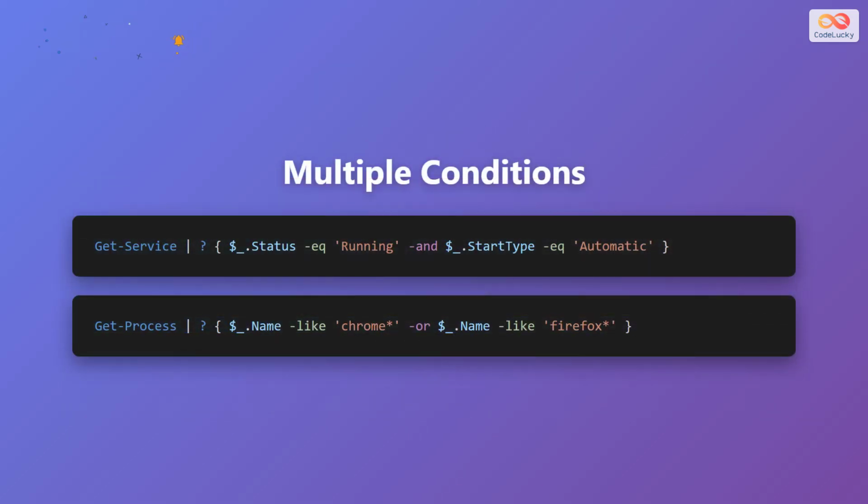You can combine multiple conditions using logical operators. And requires both conditions to be true. Here we filter for services that are both running and have a start type of automatic. Or requires at least one condition to be true. In the second example, we get processes where the name matches either Chrome or Firefox using the -like operator with wildcards. You can build complex filters by combining these logical operators to create precise filtering criteria.